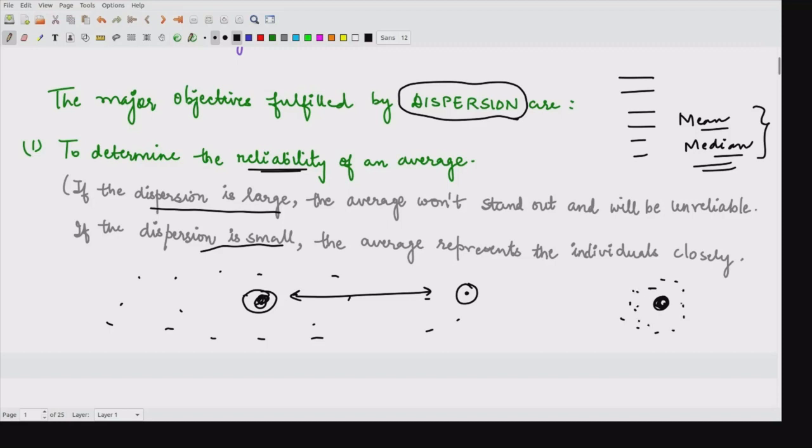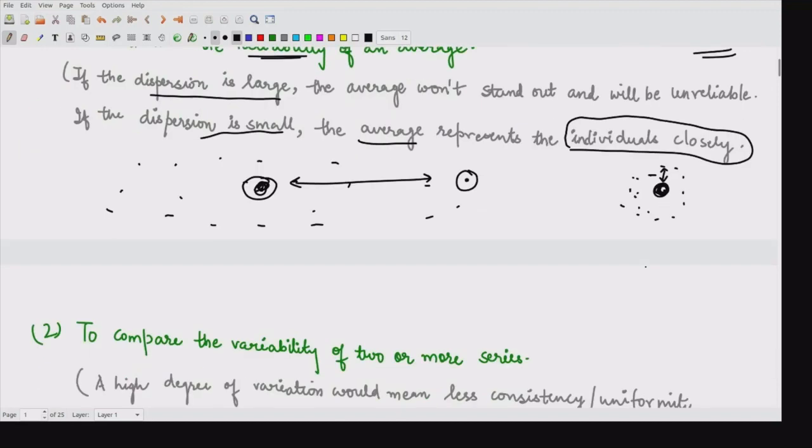So that means dispersion is less. So the distance between any two quantities here would be small. So we say average represents the individual data very closely. So we can say average is a good estimate for all the data. So this is the first point.